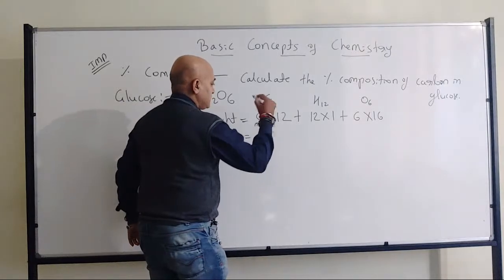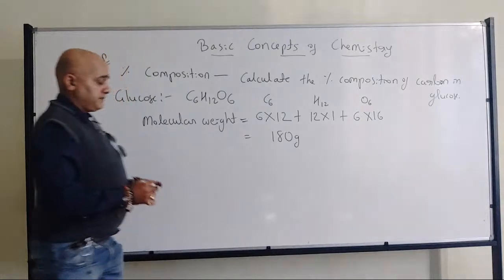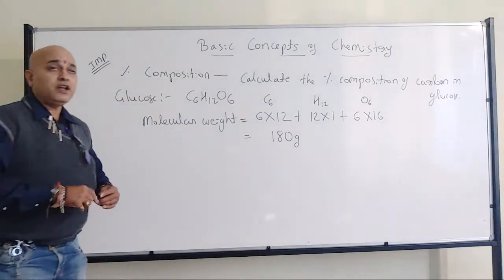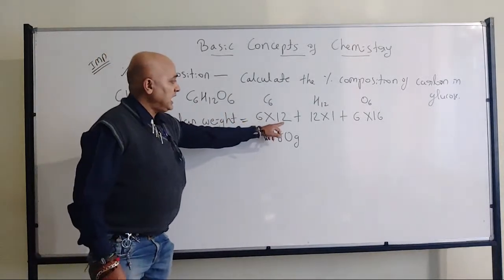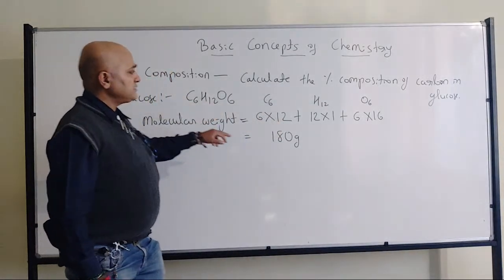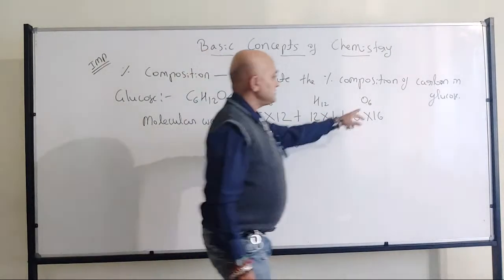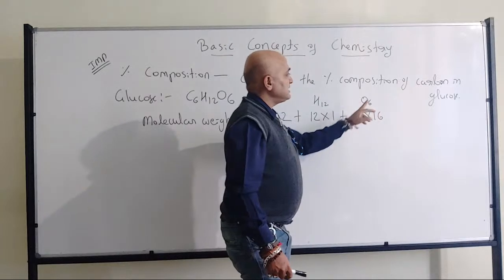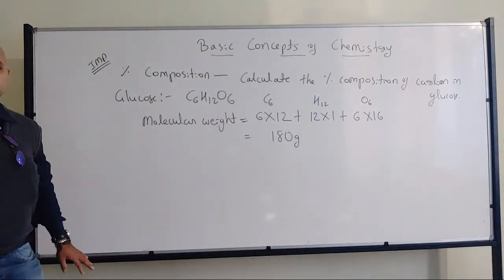We already did this one earlier. So the final answer will be 180 gram. That's where we have the 6 number and 12 as its atomic mass for carbon, 12 number and 1 as its atomic mass, 6 number and 16 as its atomic mass. So the final answer will be 180 gram.